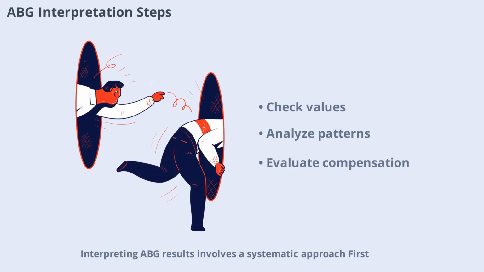Interpreting ABG results involves a systematic approach. First, check the values against normal ranges. Next, determine the primary process by analyzing the pattern of pH, PaCO2, and HCO3. Then, evaluate for compensation or mixed disorders using established rules of thumb. This structured method ensures accurate diagnosis and guides appropriate treatment. Let's walk through each step in detail.